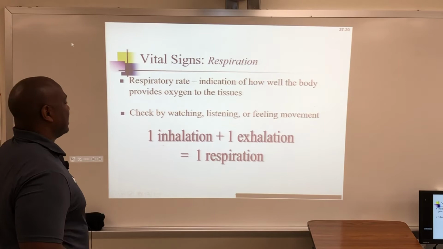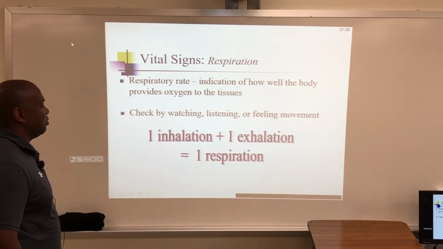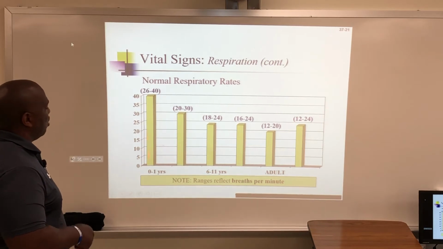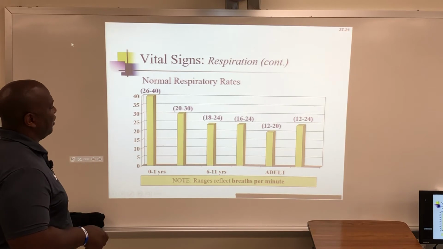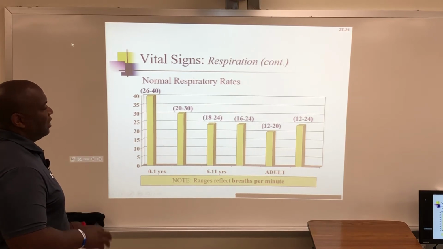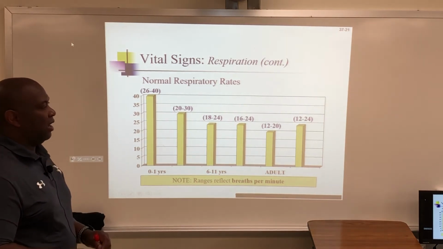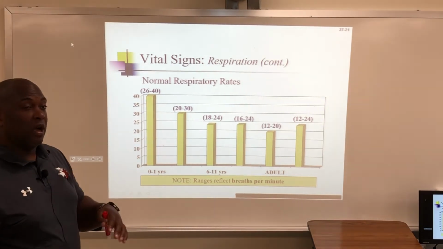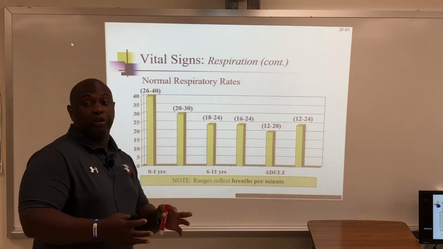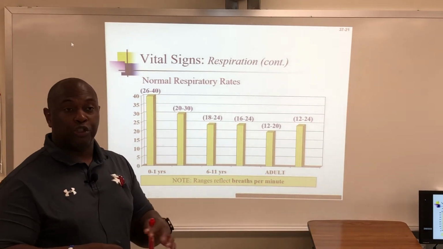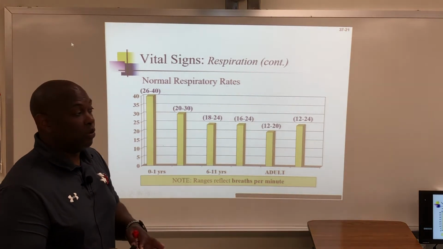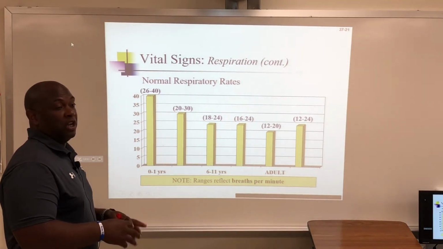One inhalation, one exhalation, one respiration. Normal respiratory rates: 0 to 1 year, 26 to 40; 6 to 11, 20 to 30. We're not going to get that deep into it. Most of the time, if you're going into pediatrics, those numbers are really important to know for children, especially 0 to 1.